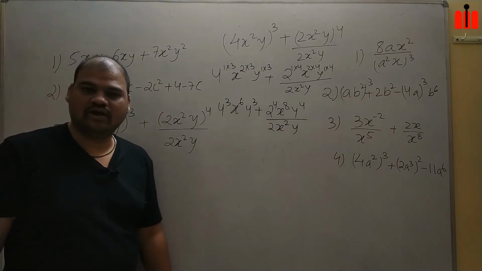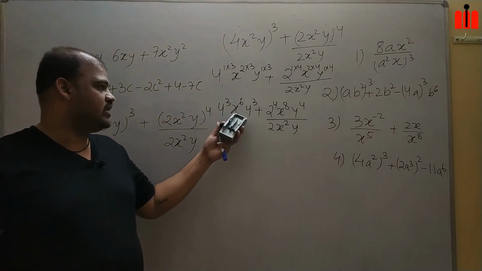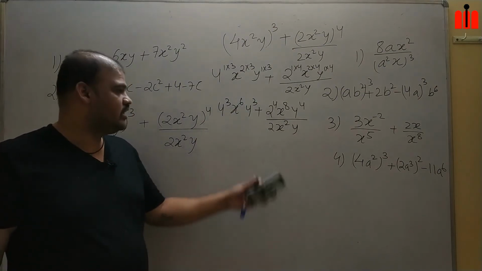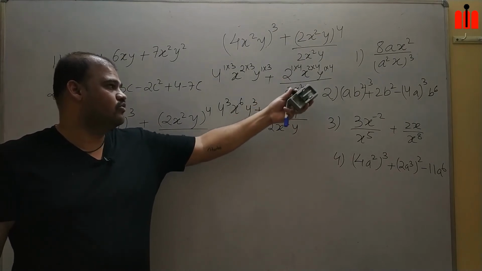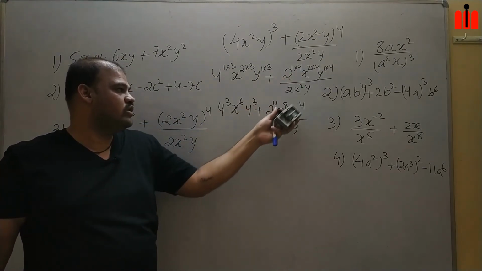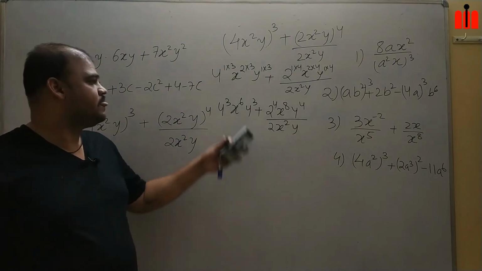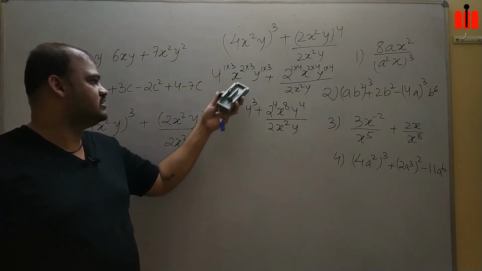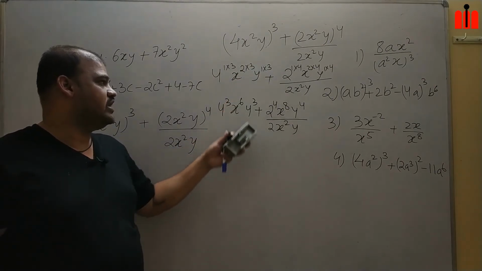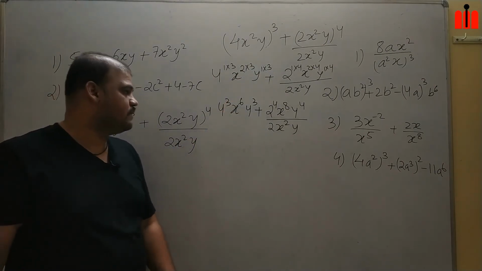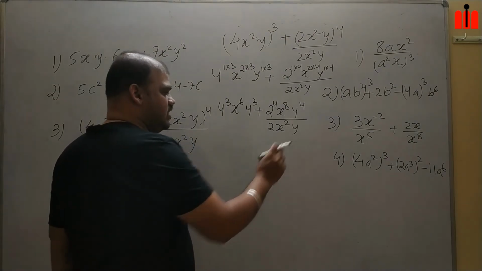Okay, are you getting it? 4 cube x to the power of 6 y to the power of 3, and 2 to the power of 4 x to the power of 8 y to the power of 4. 1 into 4 is 4, 2 into 4 is 8, 1 into 4 is 4. Here also 1 into 3 is 3, 2 into 3 gives x to the power of 6, y 1 into 3 gives y cube, divided by 2x square y.